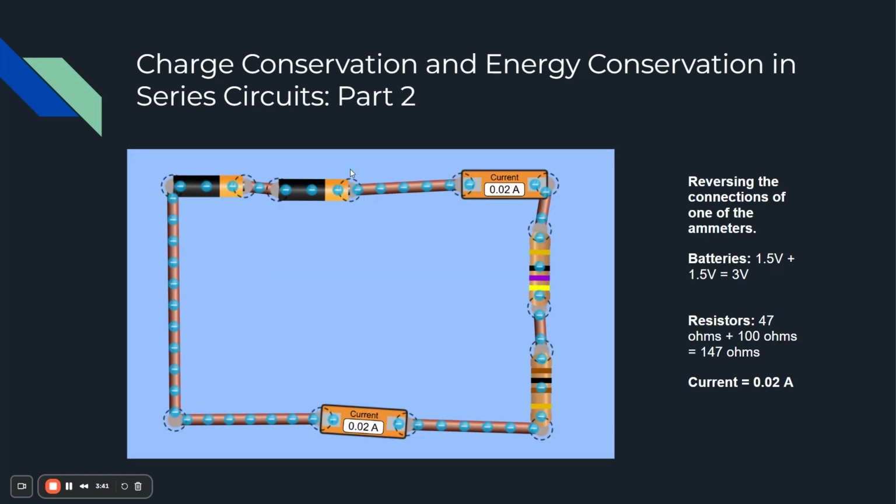In part two, we reversed one of the connections on one of the ammeters. And interestingly enough, nothing changed. The current reading remained at 0.2 amps, just like before. This helped reinforce the idea that reversing the meter didn't change the constant current flow. It only affects the direction the reading would show.